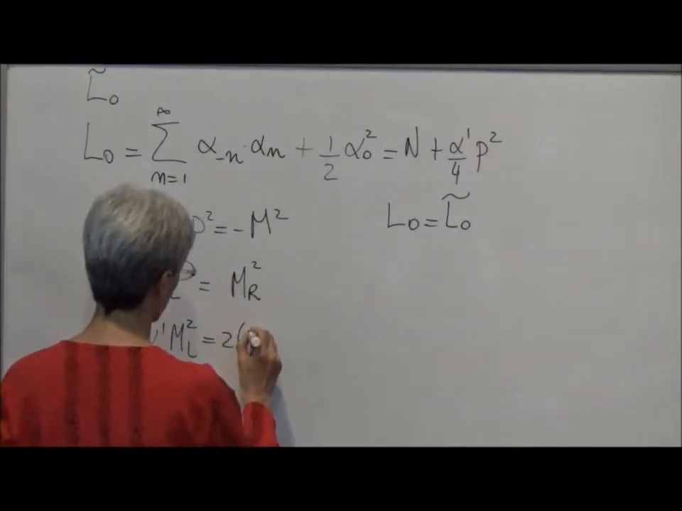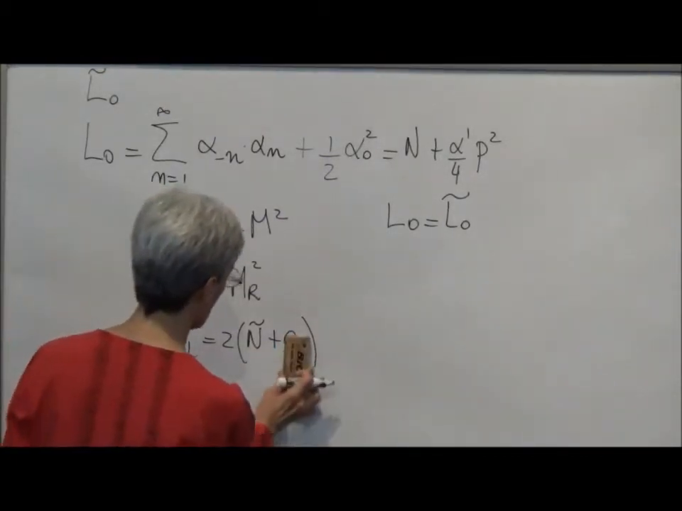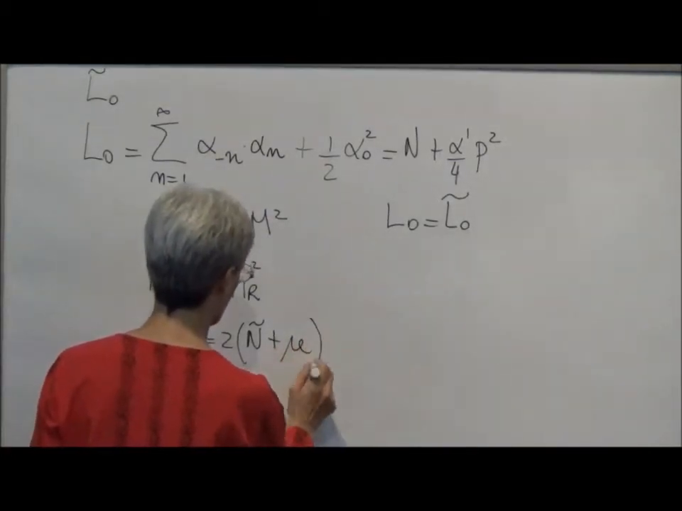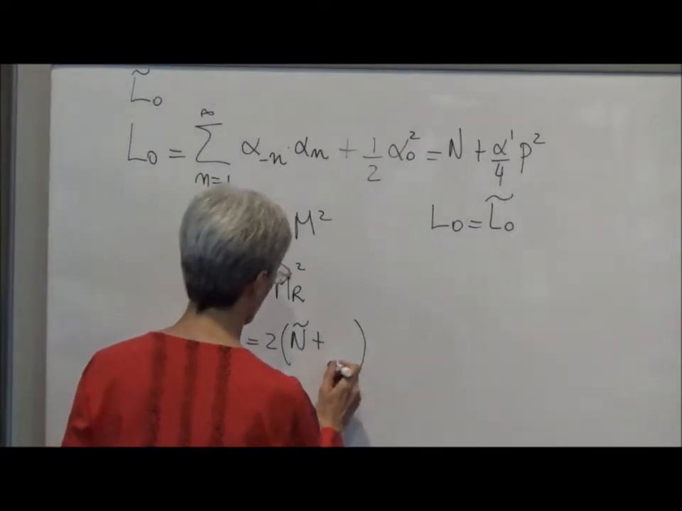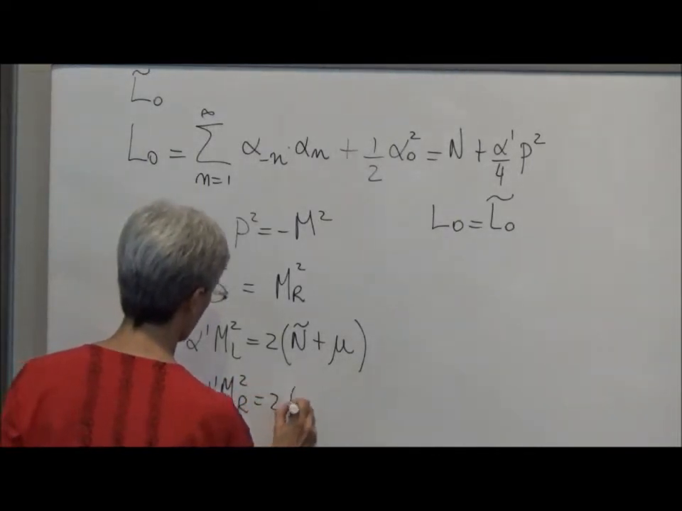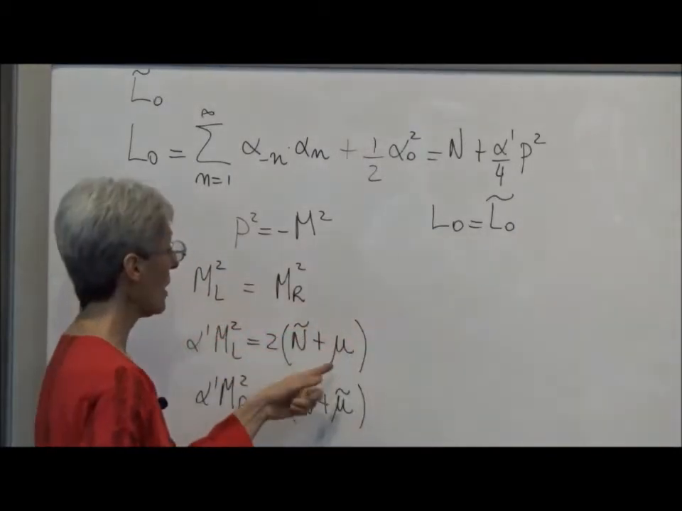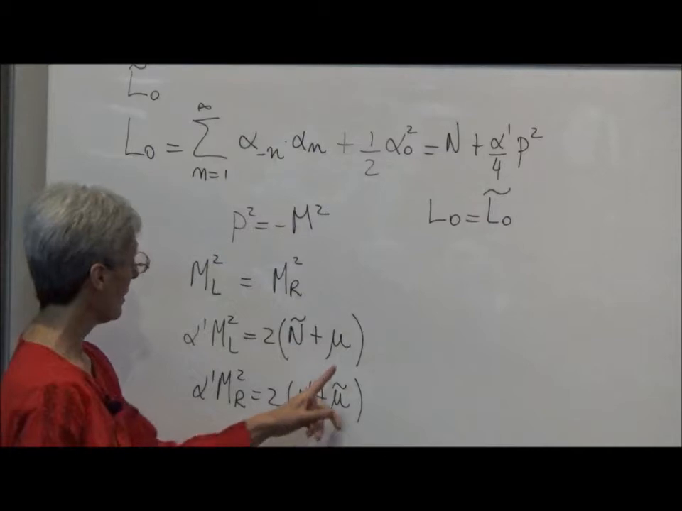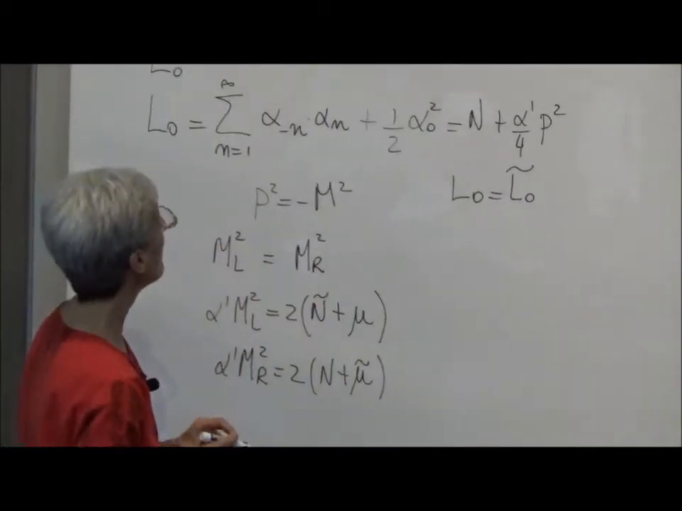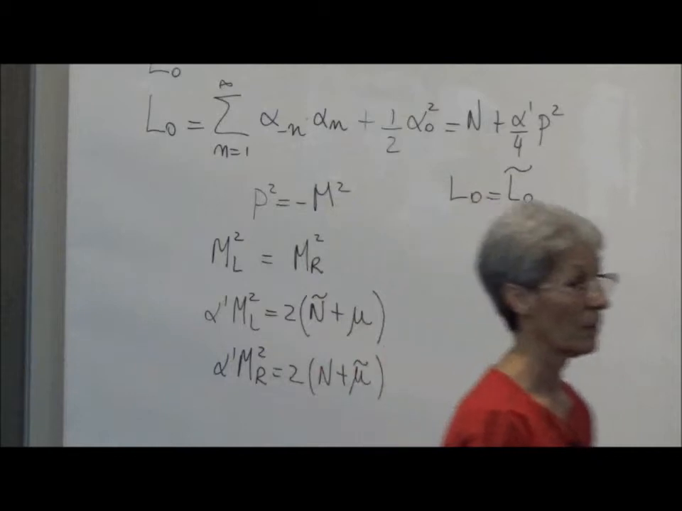Okay, so for the closed string, maybe A is not a good letter. Let me call it mu. Mu is the normal ordering constant, and similarly for the right mass, that's mu tilde. Due to this condition, we'll assume mu and mu tilde are the same. This n here is the level number. It counts the number of oscillators at each level. Okay, and from here we obtain the mass.